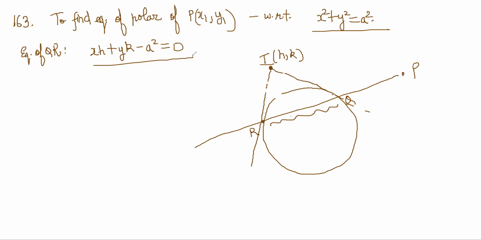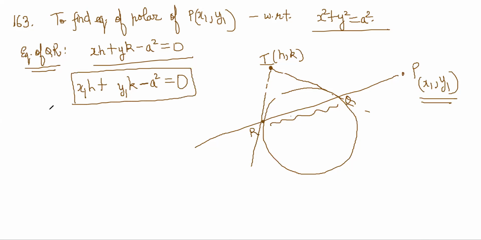Now this QR line definitely passes through x1 comma y1, right? It has to pass through x1 comma y1. So we have x1 h plus y1 k minus a square is equal to 0. This is a true identity, right?